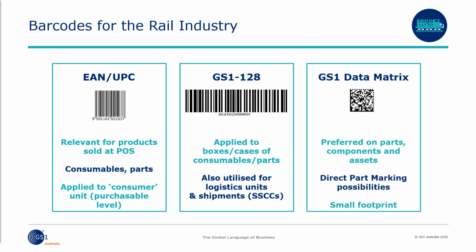Last of all, the GS1 Data Matrix is a 2D barcode and is seeing preference for the marking of parts, components and assets that have a longer life cycle. The ability for direct part marking of a component, such as laser etching, means the barcode will last the lifetime of the part itself, allowing for identification into the future.